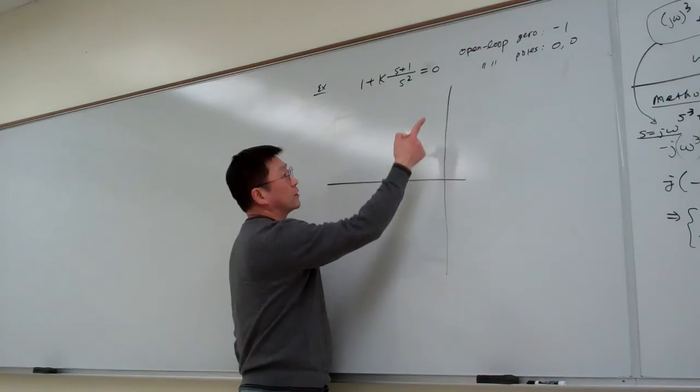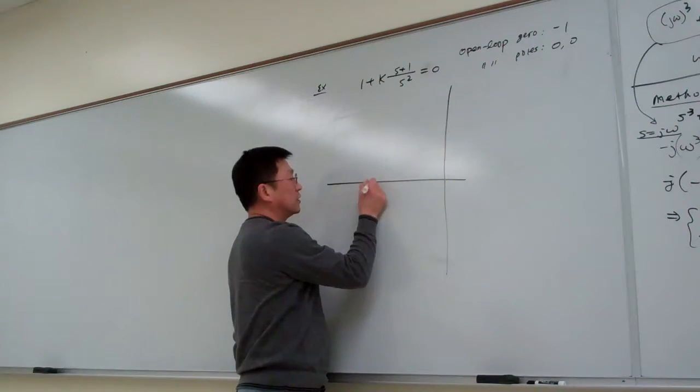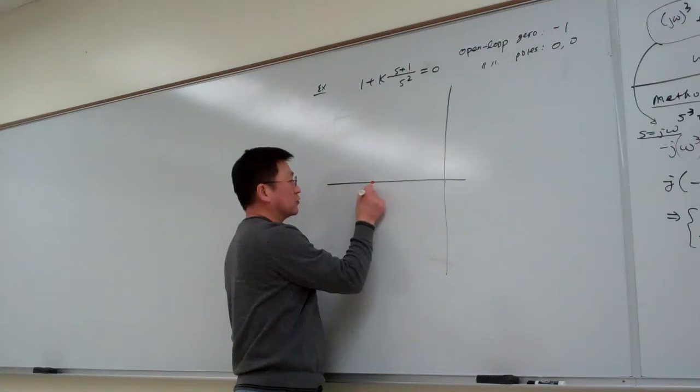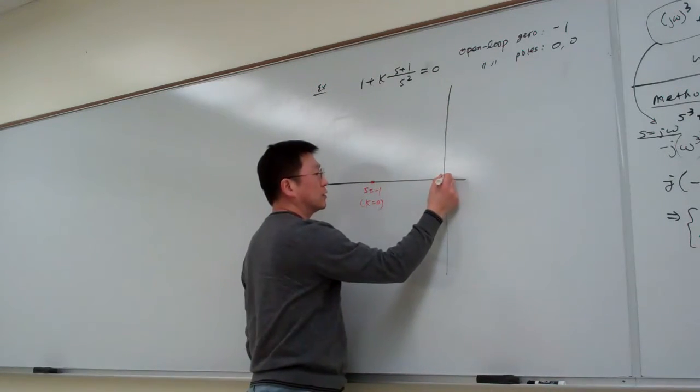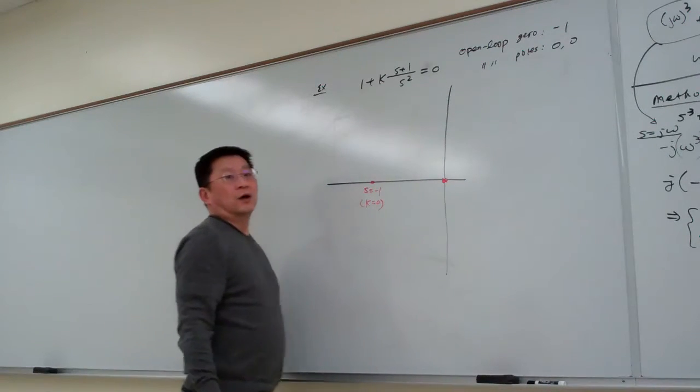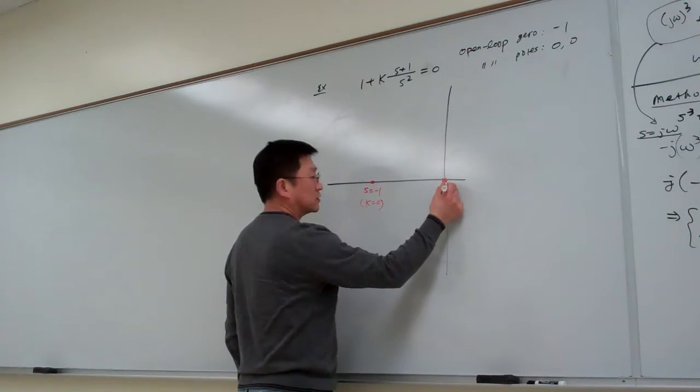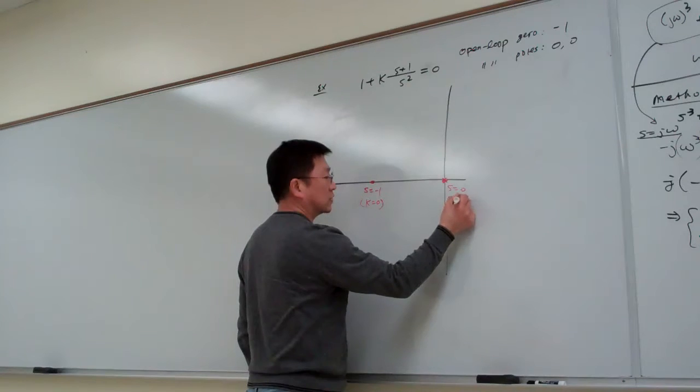So we have the open loop zero. So here is 1 here. So that is s equal to minus 1, corresponding to k equal to 0. And here we have a double pole as a region here. So that is s equal to 0, corresponding to k equal to 0.